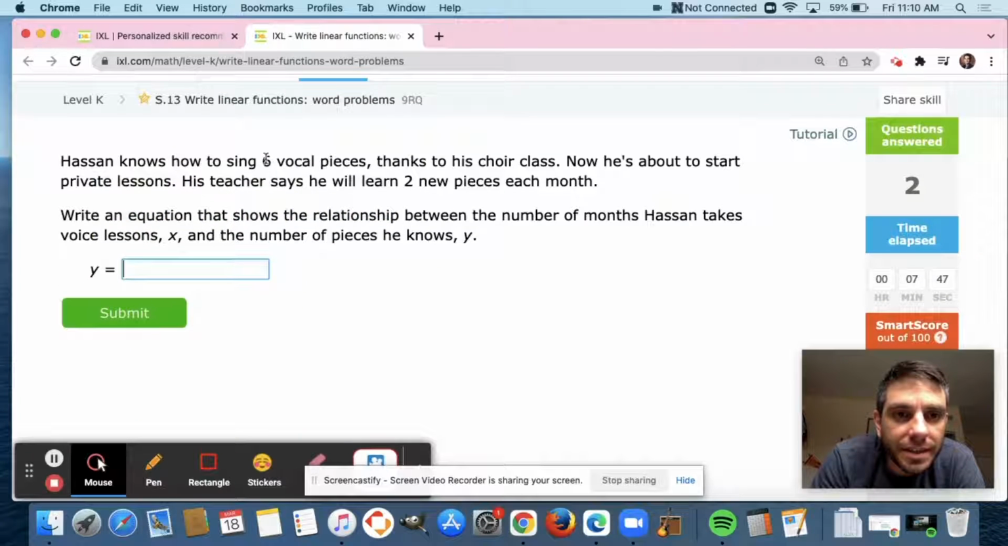Hassan knows how to sing 6 vocal pieces, thanks to his choir class. Now he's about to start private lessons. His teacher says he will learn two new pieces each month. Write an equation that shows the relationship between the number of months he's taken voice lessons, X, and the total number of pieces he knows, Y. So the number of songs that he knows equals the 6 that he already knows plus he's learning 2 each month.